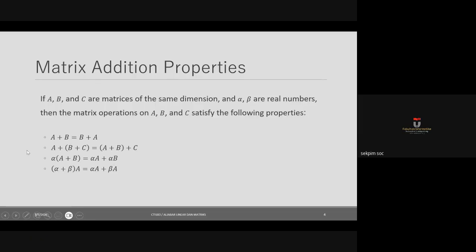Okay, next, if you have a scalar alpha, and capital A and B are matrices, then alpha times (A plus B) will be equal to alpha times A plus alpha times B. So it's called the scalar distributive property in matrices. And next, if you have two scalars, alpha and beta, and you have matrix A, then (alpha plus beta) times A will be equal to alpha times A plus beta times A.